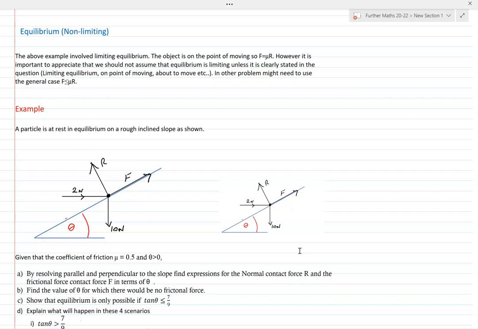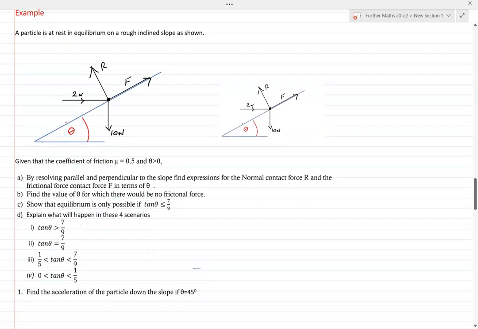The general case is that friction, or the frictional element of the contact force, is limited by the formula F is less than or equal to mu R, where F is the frictional contact force and R is the normal contact force or reaction force. Okay, so here's the problem.